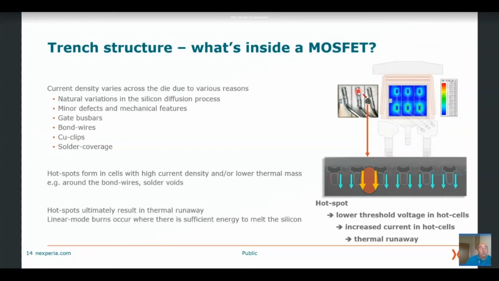So areas with a low thermal mass will heat up quickly, and areas with high current density will also heat up quickly. And as we said, when those cells get hot, the threshold reduces and they start to demand a bigger share of the current. And that's where we get thermal runaway from as well.